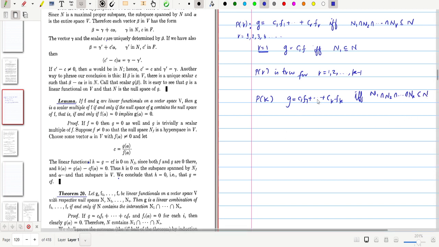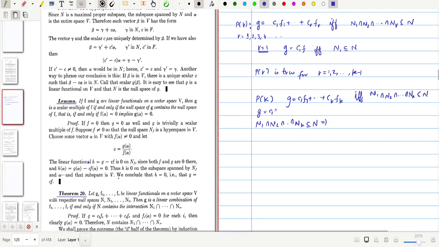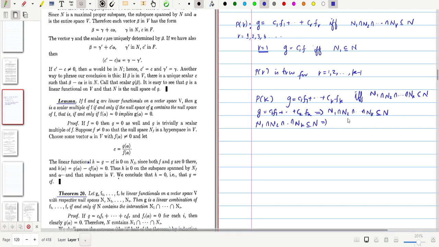Okay, so one part is very trivial. If you assume g is equal to c1 f1 plus etc. ck fk, this implies that N1 intersection N2 intersection etc. intersection Nk is contained in N. First we can prove this, it is very trivial, for N1, N2, ..., Nk are the null spaces of f1, f2, etc., fk, and N is the null space of g.